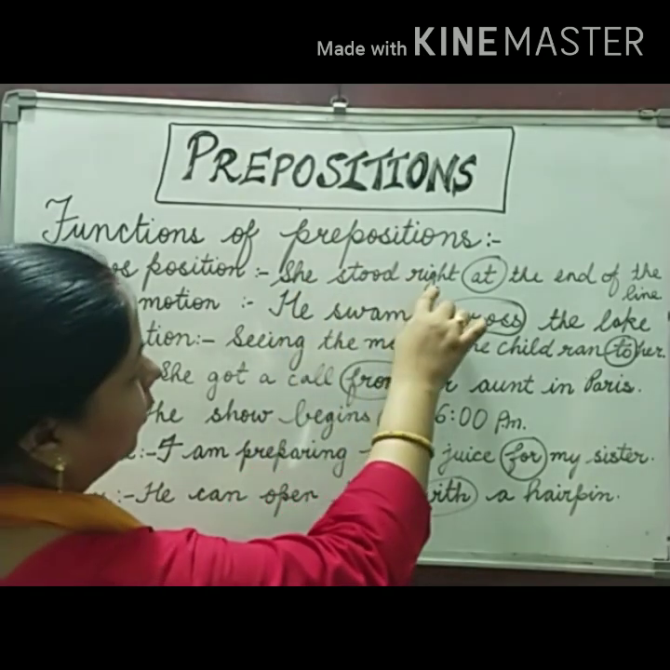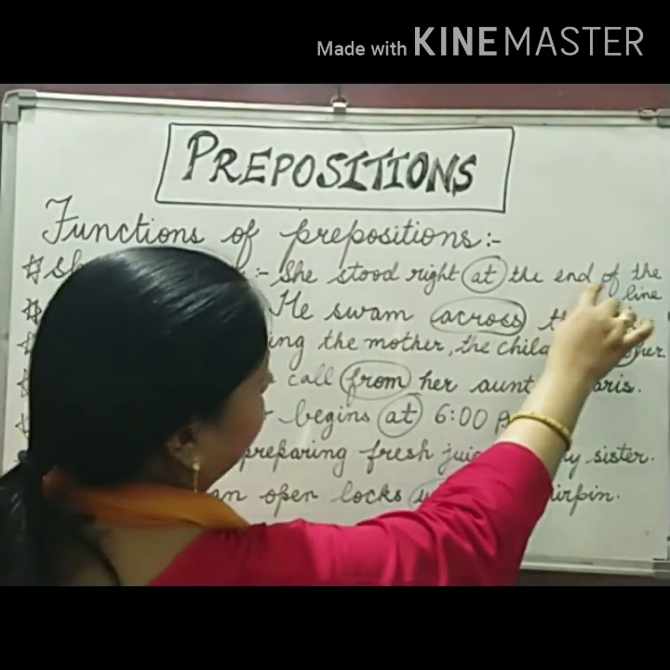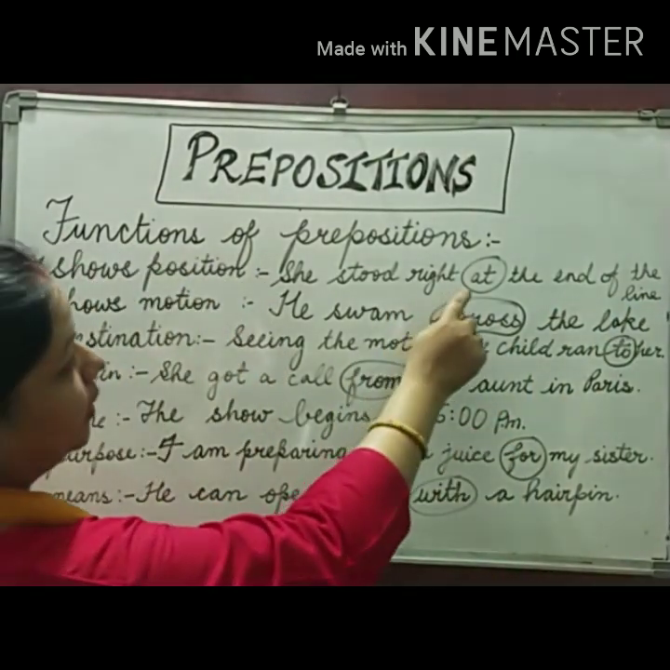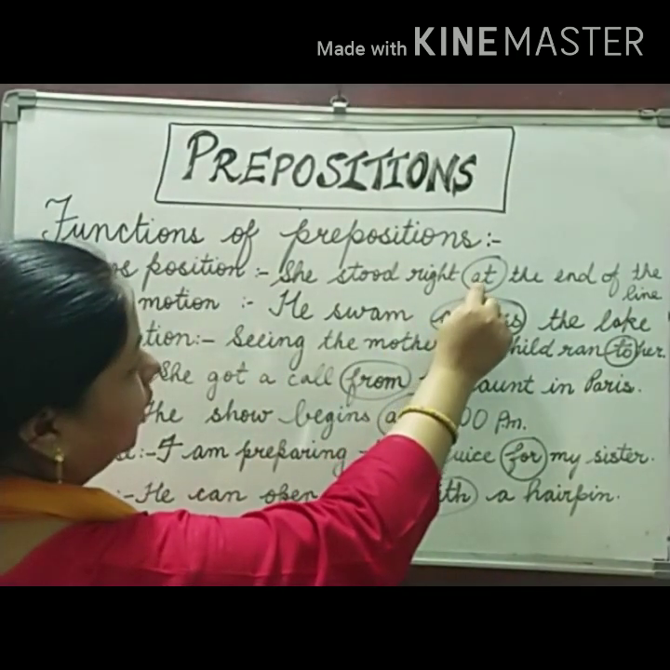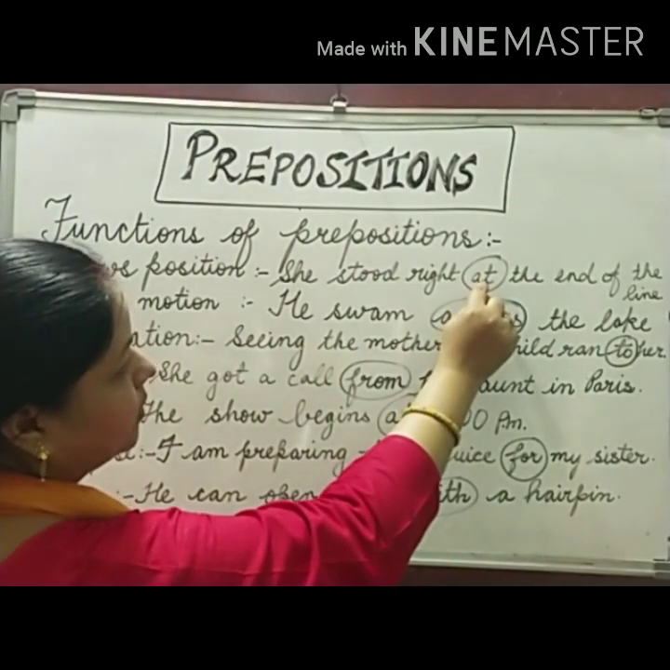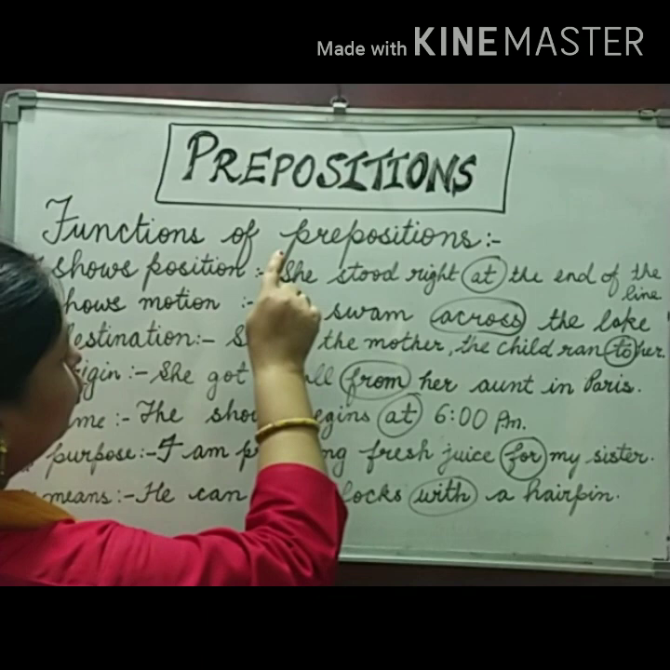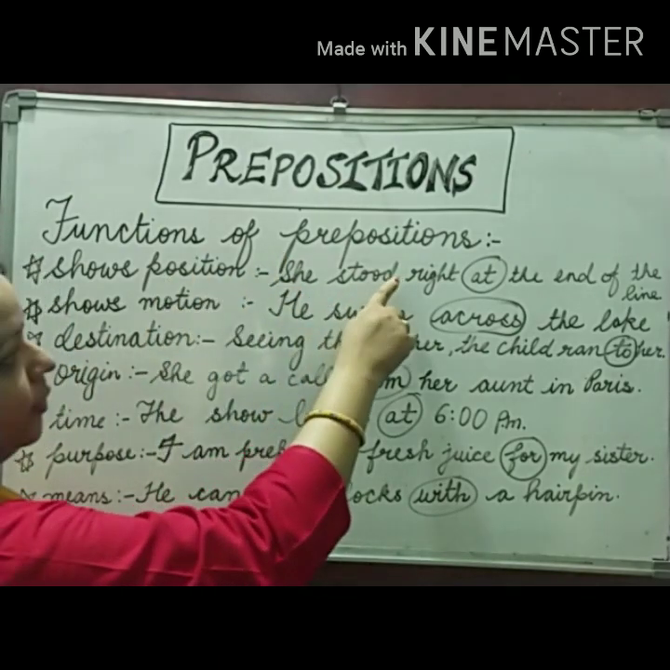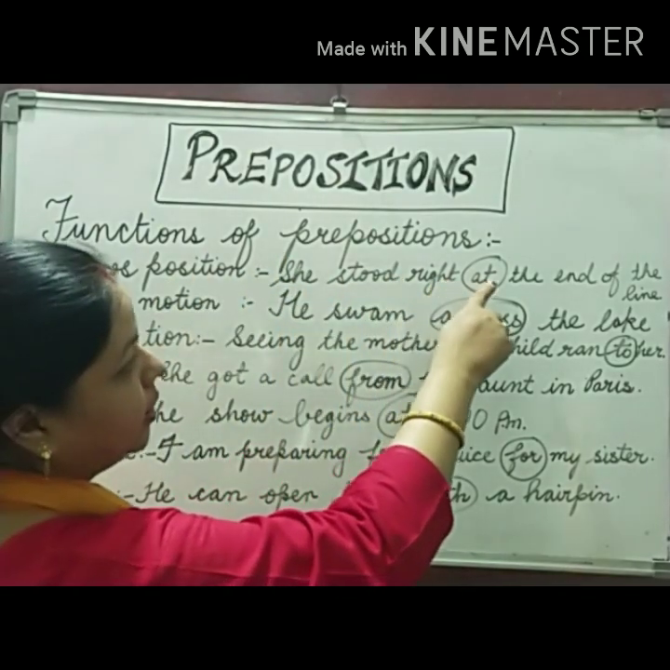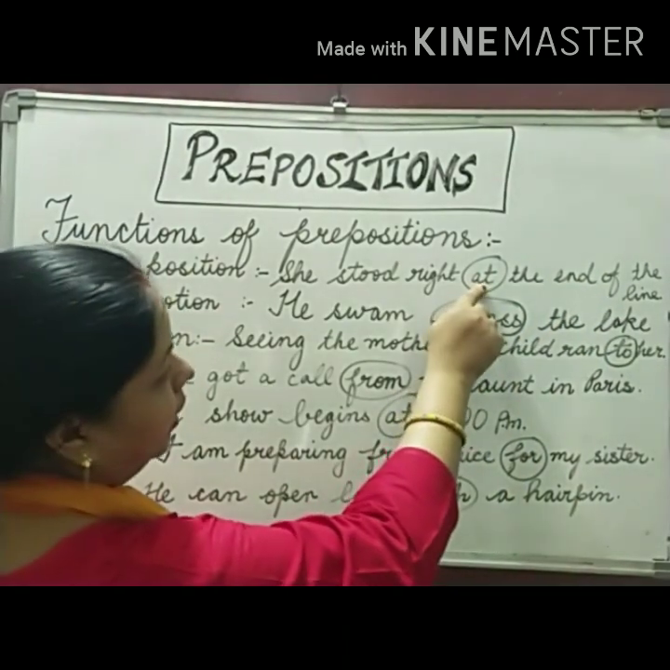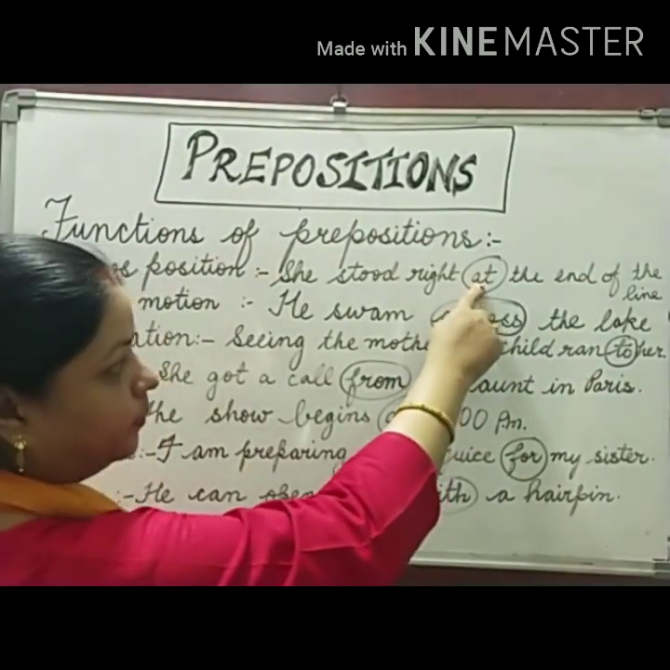She stood right at the end of the line. In this sentence, you can see what it is denoting. Here the preposition at is mentioned and it tells where she is standing. So it is telling the position: she stood right at the end of the line. So this preposition is here showing position.